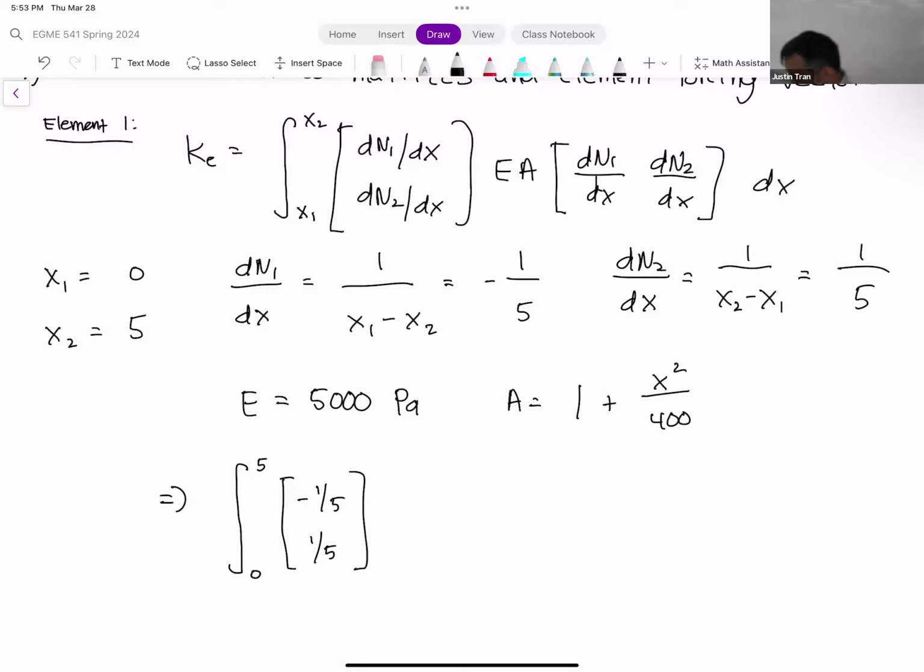E times A, E is 5,000, so let's plug in for that. Times A, the function 1 plus x squared over 400. Then we're going to multiply this by another vector, which is dN1/dx, dN2/dx. So we have a minus 1/5, positive 1/5, dx.